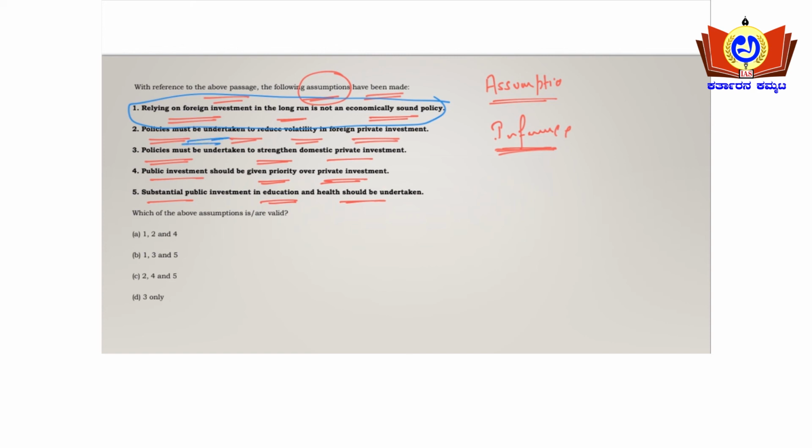Policies must be undertaken to reduce volatility in the foreign private investment. See, the passage is talking about foreign private investment is volatile in nature, okay. Nowhere is it talking about we need to take the measures because it's a foreign direct investment. It's saying that it's volatile in nature. The foreign direct investment is volatile in nature because of the profit oriented business, okay. Hence it is not giving any solution for that. It's talking about the nature of the foreign direct investment.